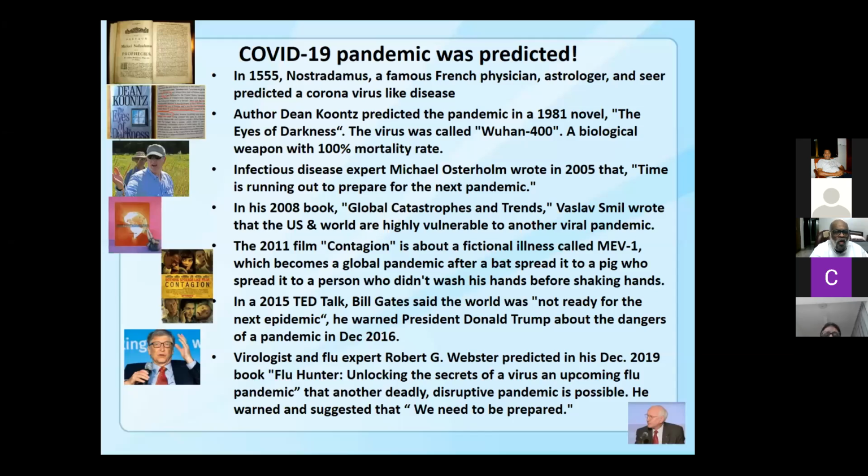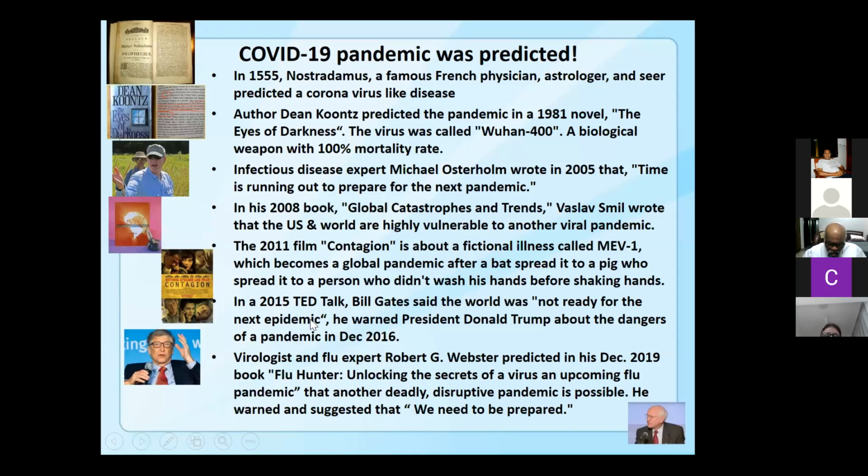Infectious disease expert Michael Osterholm wrote in 2005 that time is running out to prepare for the next pandemic. In his 2008 book, Global Catastrophes and Trends, Václav Smil wrote that the US and world are highly vulnerable to another viral pandemic. Then there is this film of 2011, some of you may have seen it. It's about a fictional illness called MEV-1, which becomes a global pandemic after a bat spread it to a pig, who spread it to a person who then didn't wash his hands before shaking hands with another person.